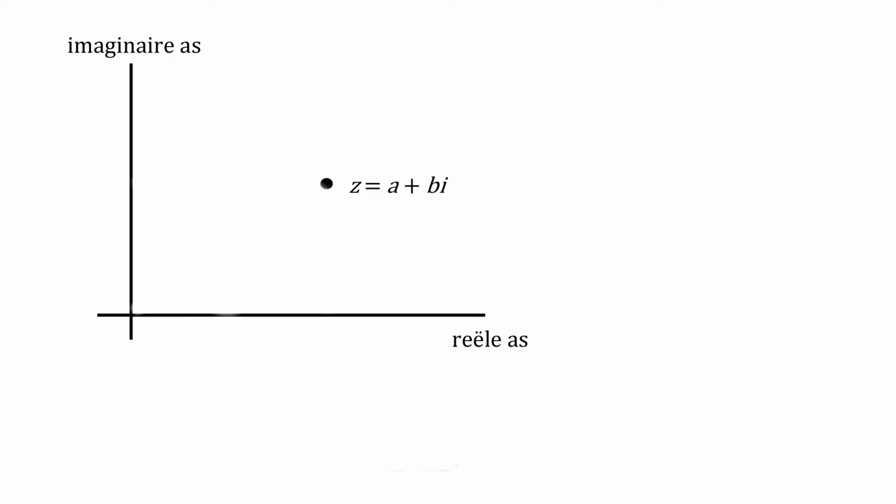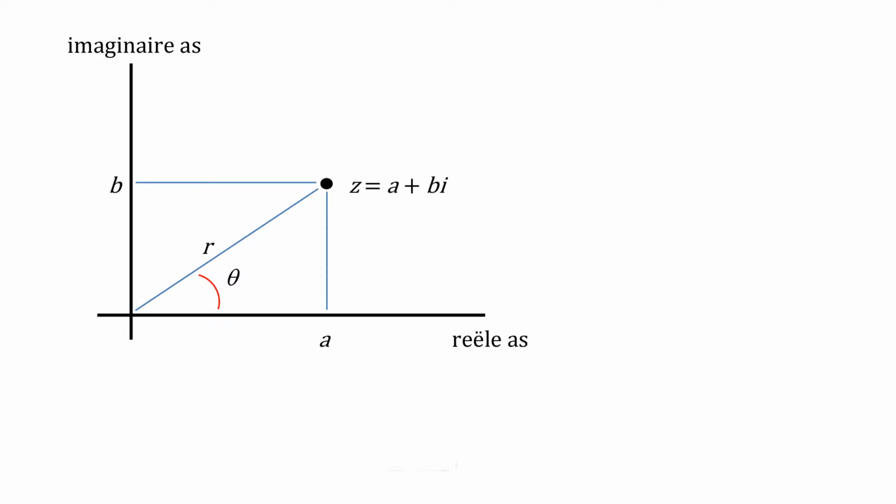You know that you can represent a complex number as a point in an xy plane. A is located on the real axis, the horizontal, and B on the imaginary axis, the vertical. You call this distance r the modulus and this angle theta the argument.